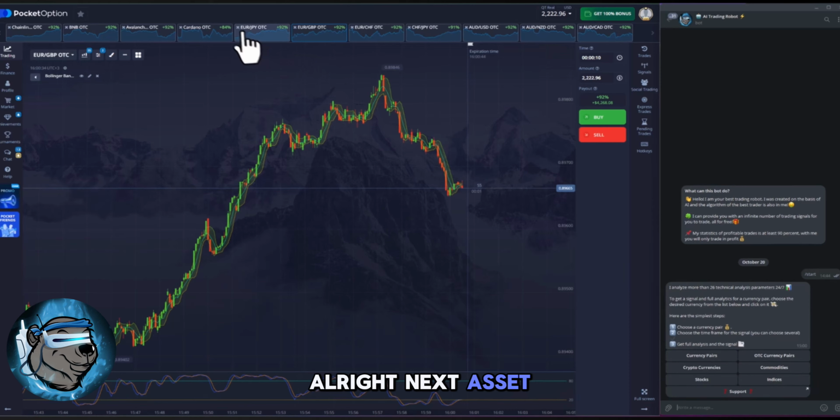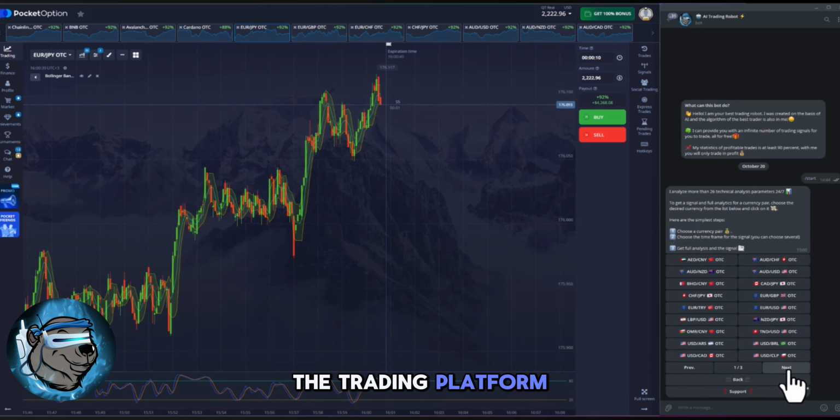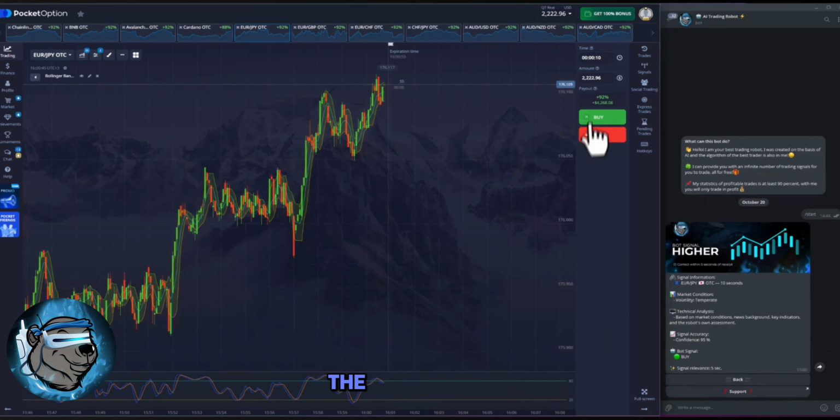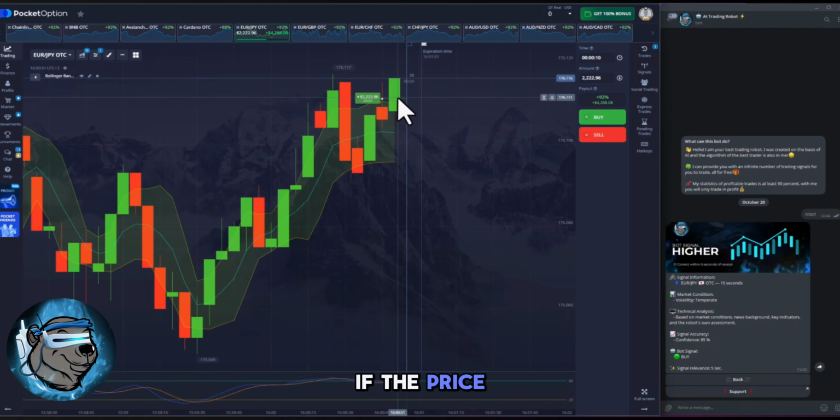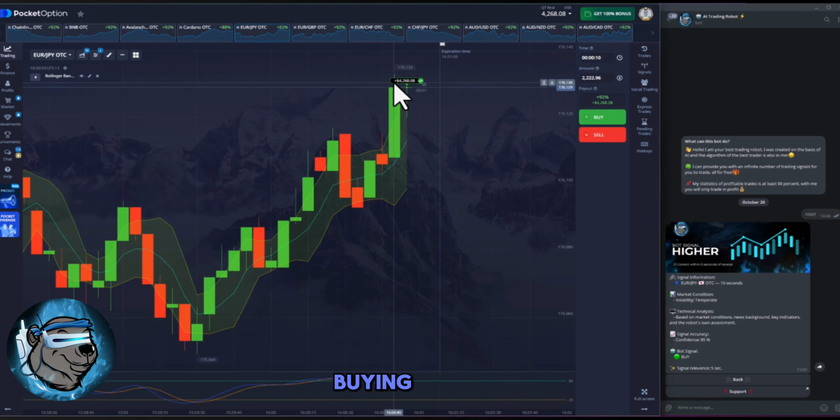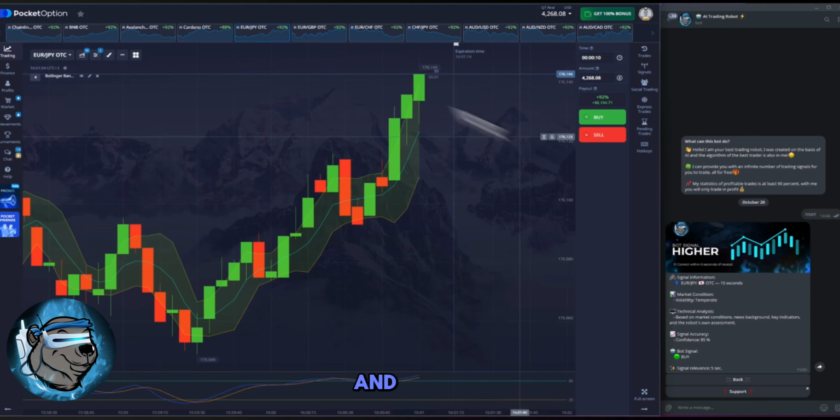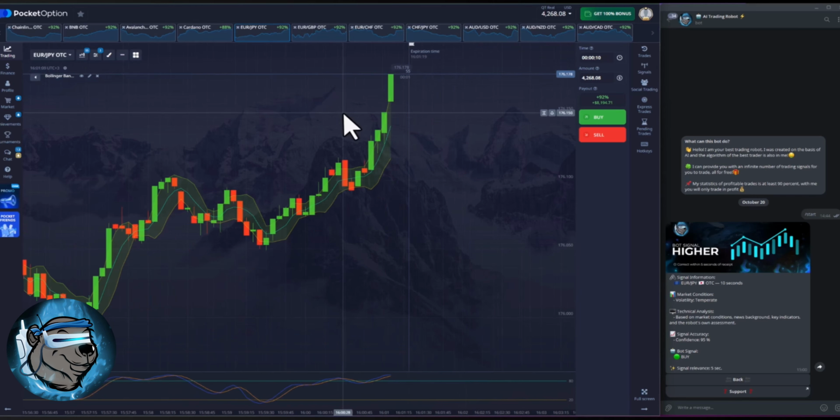Alright, next asset, Euro Japanese yen. I open this trading asset on the trading platform. Everything is the same, nothing changes. The signal says to buy. The trade is opened immediately for a buy. A pullback occurs. If the price closes below the entry point, I would lose all the funds I've earned. But a sharp retest and a buying impulse closed this position in profit. And so this is already my seventh asset that has closed successfully.